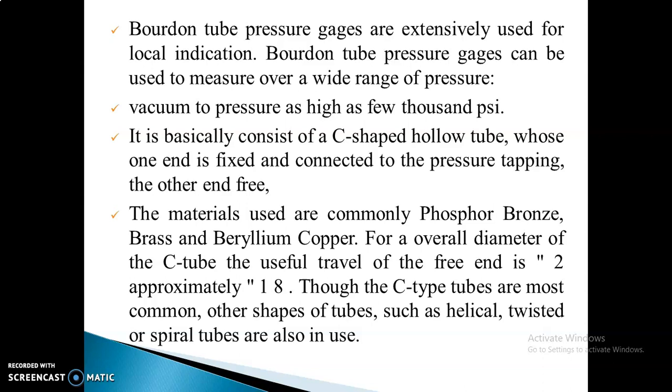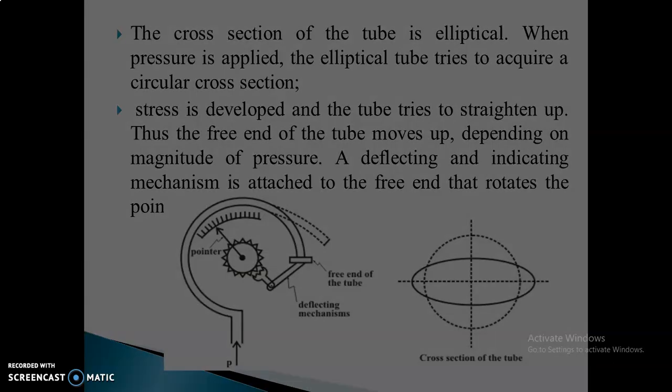The overall diameter of the C tube is from 2 inches to 18 inches, and C-type tubes are commonly used. In industry also, Bourdon tube pressure gauges are used, and there are some different types of Bourdon tubes. They are called helical, twisted or spiral. So the twisted one we can also call spiral. These are the different types of Bourdon tubes we have.